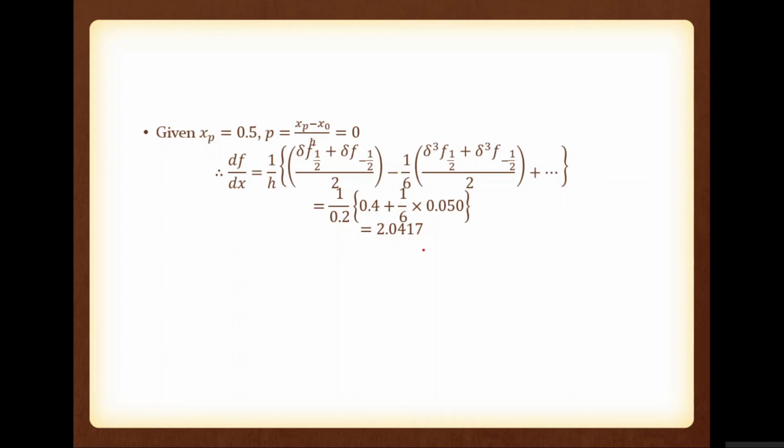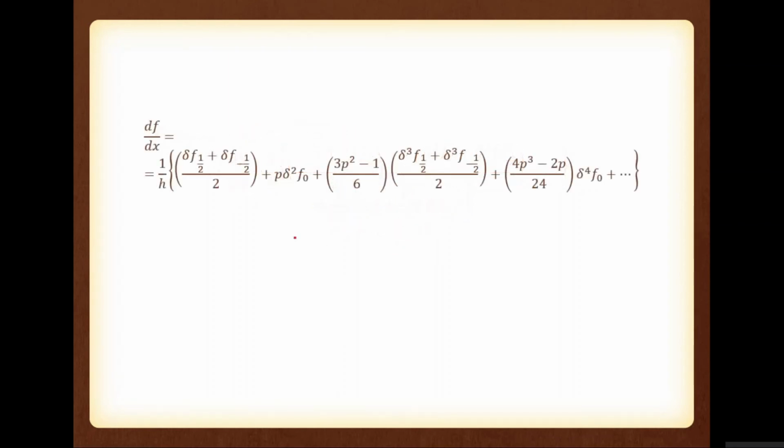Now we are asked to find d²f by dx². Okay. So this is df by dx, where this curly bracket is df by dp. So from this we have to find d²f by dx². So find it.